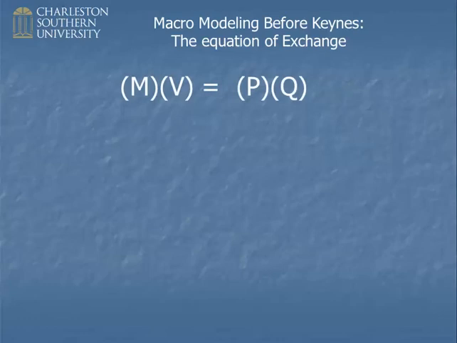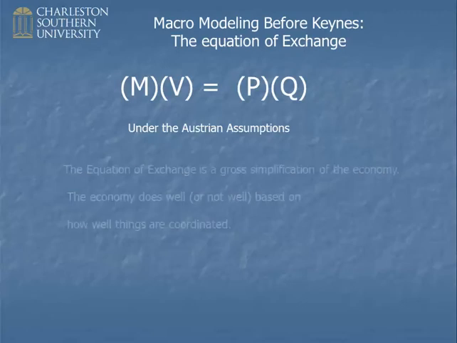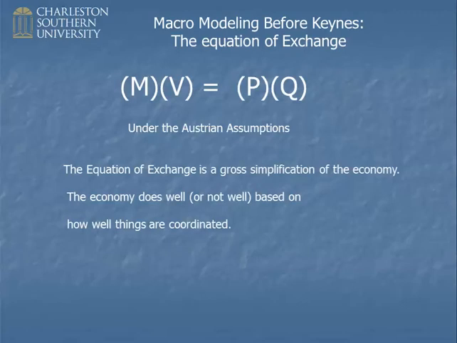Alright, so the last one is this Austrian idea. The Austrian economists, remember, reject the idea of aggregating up stuff, and the equation of exchange is just an aggregation. In fact, they would probably say it's a gross simplification of what's really going on, and then they would remind everyone that the economy does well or not well based on how well things are coordinated and not what's going on in the money supply.